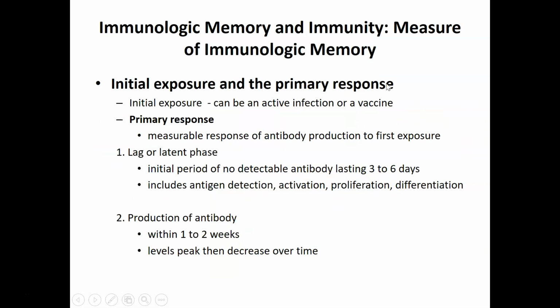All right, so this slide is just summarizing basically what I said on the previous slide. In a primary response, there's a long lag or latent phase, which is the time it takes for a pathogen to bump into a lymphocyte that has a receptor that can bind to it. And then it takes a while for all of these processes, binding, activation, clonal expansion or proliferation, and differentiation to plasma cells to take place.